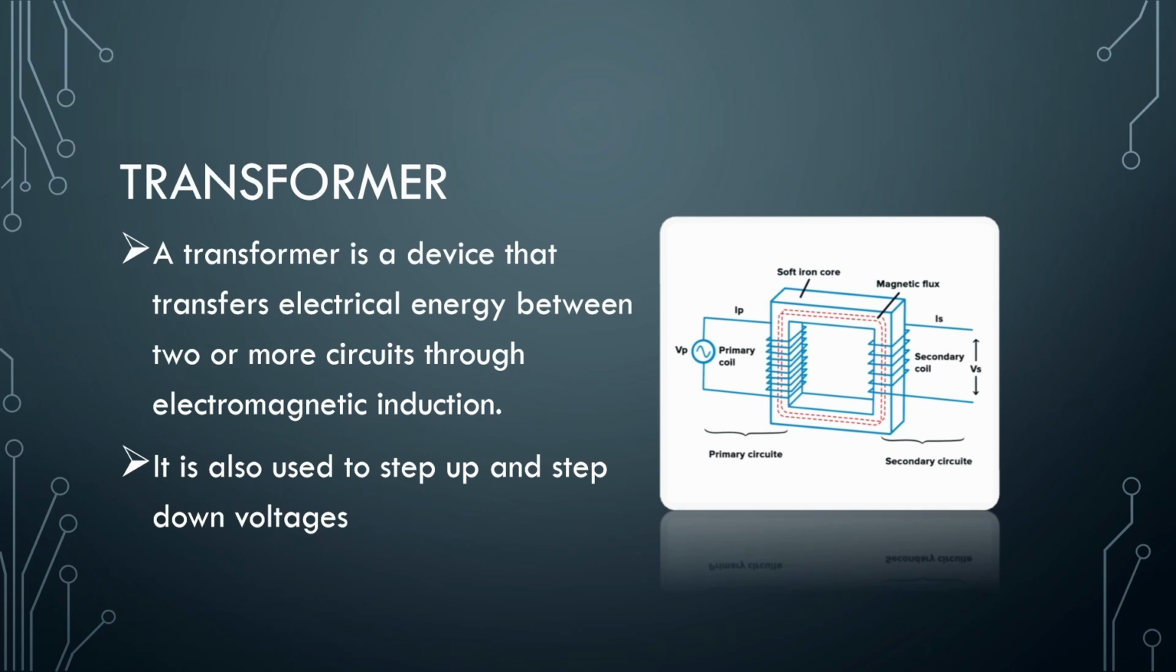There are many types of transformers. One of them is power transformers, which are used in electrical power distribution to step up or step down voltage. An isolation transformer provides electrical isolation between circuits while maintaining the same voltage. Autotransformers use a single winding for both primary and secondary, allowing for a variable voltage output.